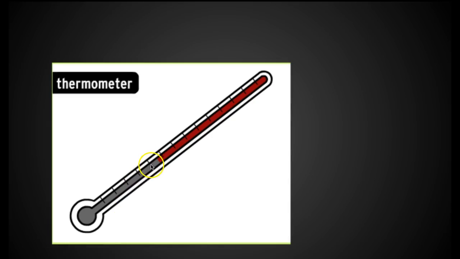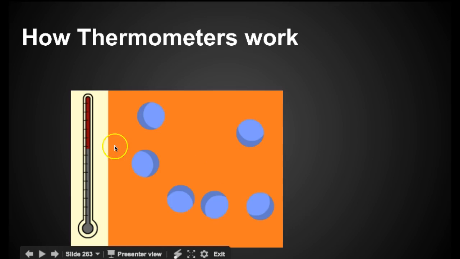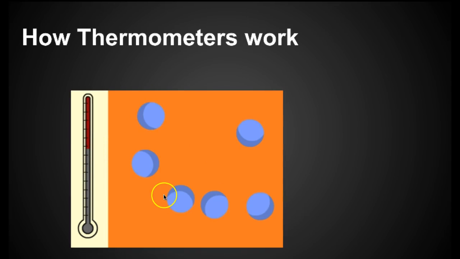So a thermometer has a liquid in it. It used to be mercury. Now they use an alcohol. It works because the liquid, the alcohol, is made of atoms. As the temperature increases, the atoms move around and spread apart, which means that this liquid can't go anywhere because it's sealed in glass.